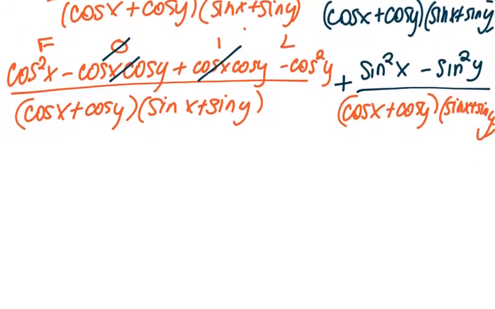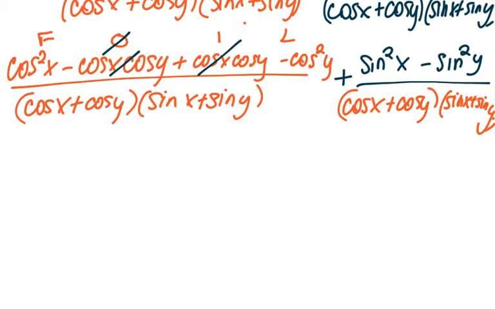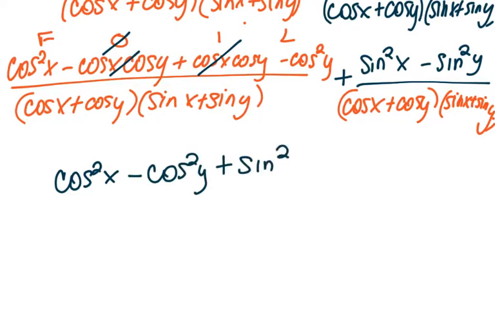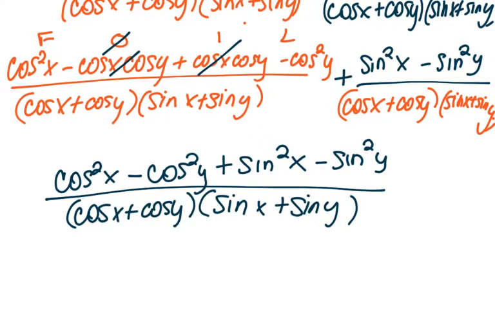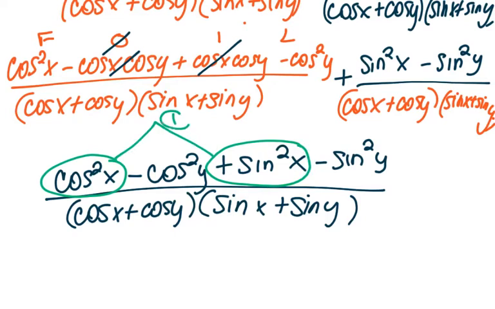So now we'll carefully start to combine the numerators together. We have cosine squared x minus cosine squared y plus sine squared x minus sine squared y. And it's all over that same denominator. Now you can see some of these terms have the same variables in common. So I'm looking specifically at cosine squared x plus sine squared x. Those two together, that's a Pythagorean identity. That's going to equal 1.